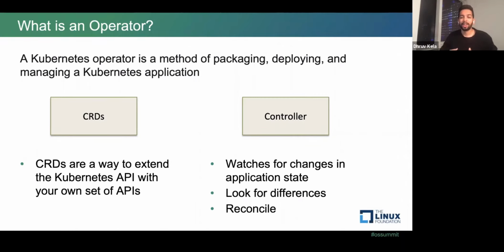The controller takes care of 3 things. The first part it does is watches for changes in application state. So if there's an application state which you're interested in, it keeps watching it and keeps tabs on it, essentially. It then looks for differences between the desired state and the actual state of the application. And if there is a difference, it acts upon it and makes sure it reconciles, and the actual state is equivalent to the desired state.